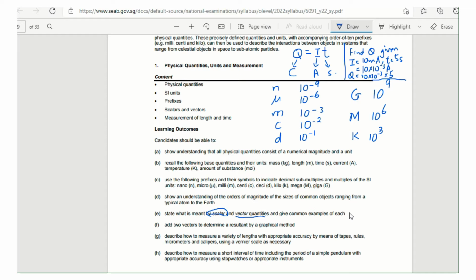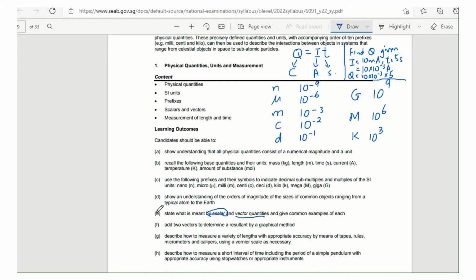Okay, so I do have a post on scalar and vector quantities, plus all the common definitions that you need to know for your O-level physics. So I will provide a link to it below so you can check them out. So this part E says that you need to know how to explain what is a scalar quantity, and what is a vector quantity, and you need to give examples. So examples of scalar quantities will include mass, time, distance, and so on. Vector quantities have both magnitude and direction. Some examples would include velocity, acceleration, force, and so on.